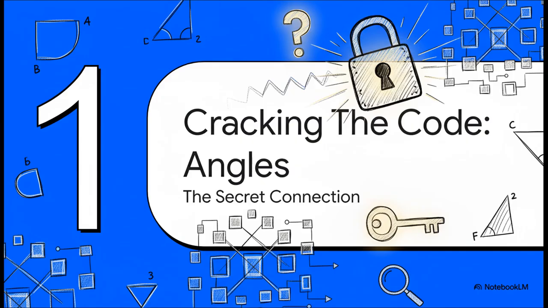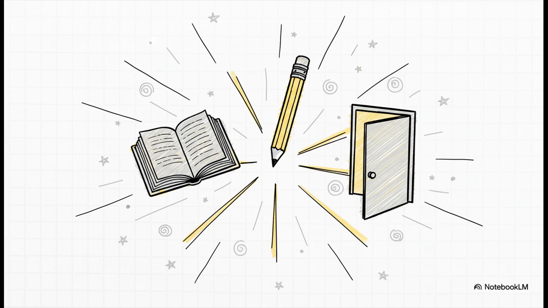All right, it's time to start cracking this code. We're going to find that secret connection, and I promise, once you see it, you are never going to be able to unsee it again. And there it is. The secret is angles. That's the code. Every single one of those objects we mentioned, the book, the pencil, the door, it's all defined by the angles they make. It's this fundamental building block of how we see the world.